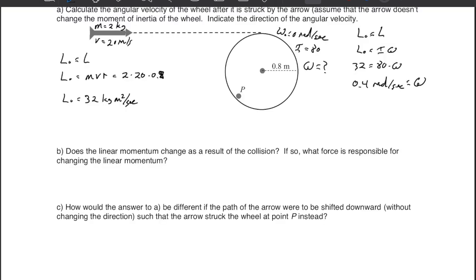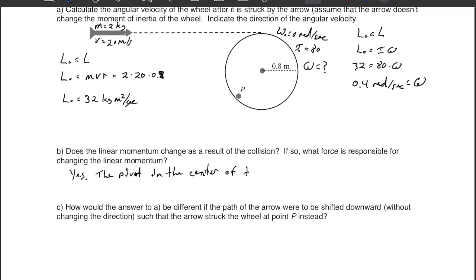Does the linear momentum change as a result of the collision? And if so, what force is responsible for changing the linear momentum? Yes, it changes because nothing's moving linearly after the impact. So there must be a change. And it's actually the pivot in the center of the disk that keeps the disk from moving linearly.